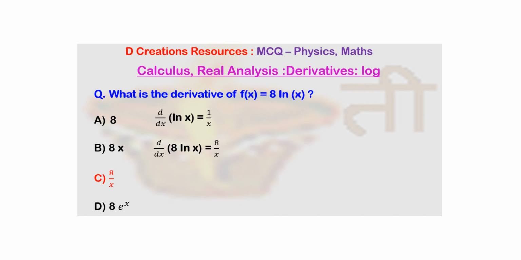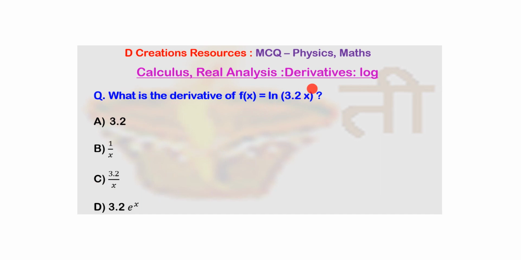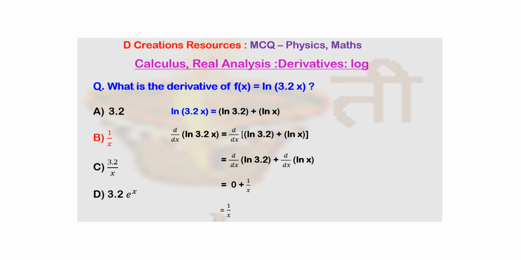Constant is 8. If the question had been f of x = 3.2 ln of x, the answer would have been 3.2 upon x. But that is not the situation. Here the constant is not outside, but instead it is inside the bracket. Can you see it here? And that is what changes everything.